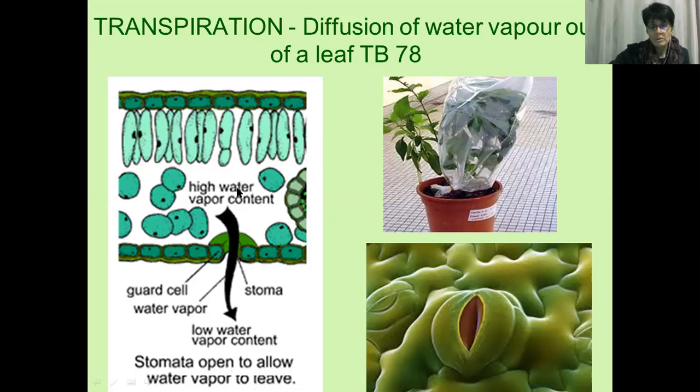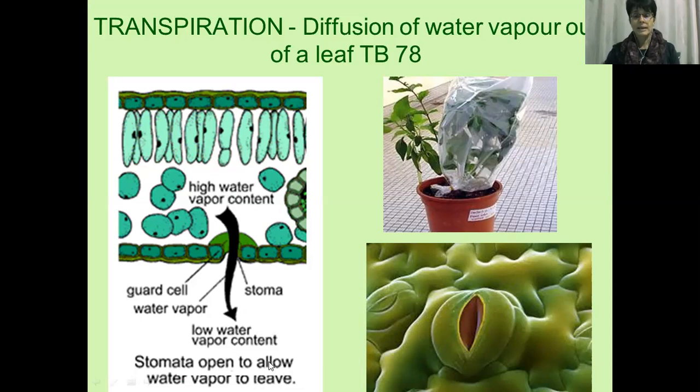So there's a high water vapor content. Water is evaporated out of the cells. So water vapor moves from a region of high water concentration out through the stomata to the outside air. The water vapor leaves the leaves. Transpiration. That's when the guard cells have moved apart and that stoma or pore is now open.